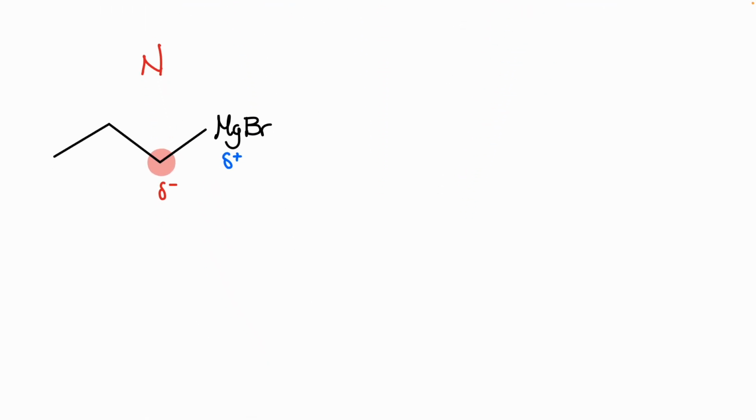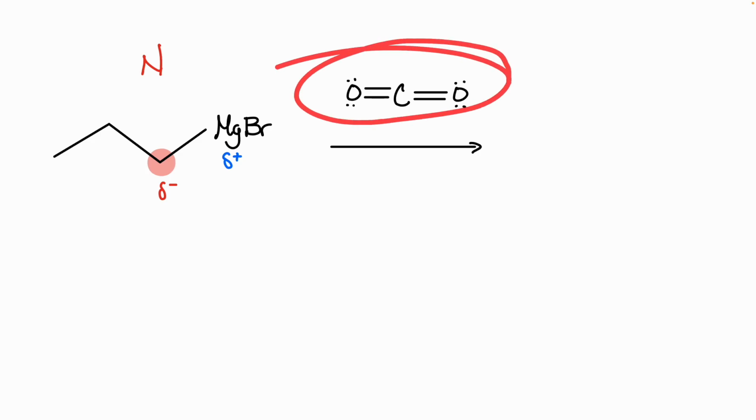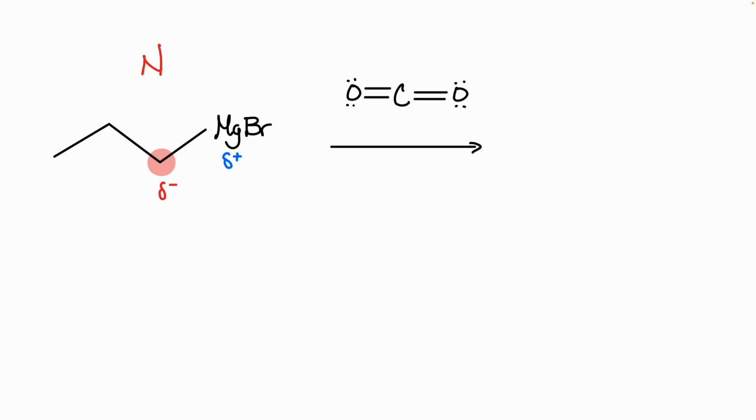All right, but now I'm going to treat this with a compound here that has not one carbon-oxygen double bond, but two carbon-oxygen double bonds here. All right, technically not even an organic molecule. What is this? Carbon dioxide. All right, so we treat our Grignard with CO2. We are going to see same exact thing.